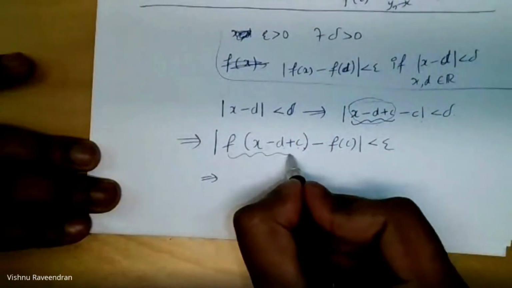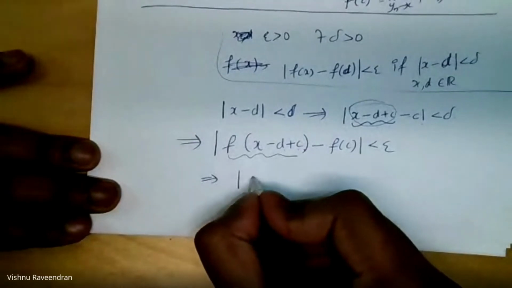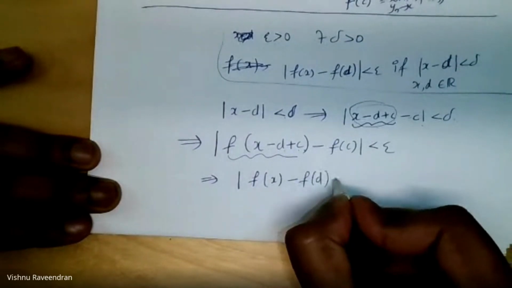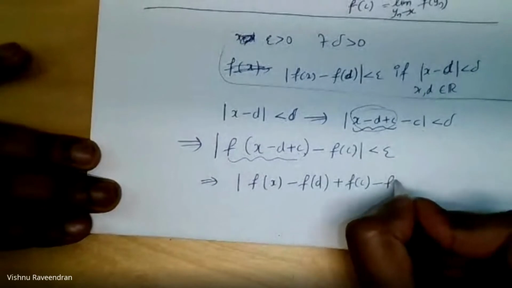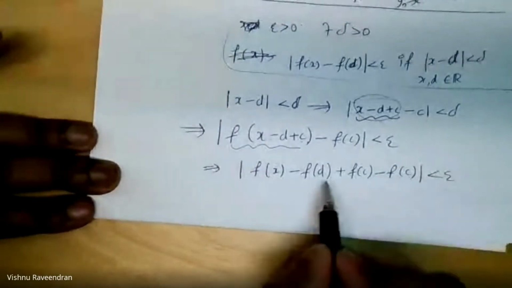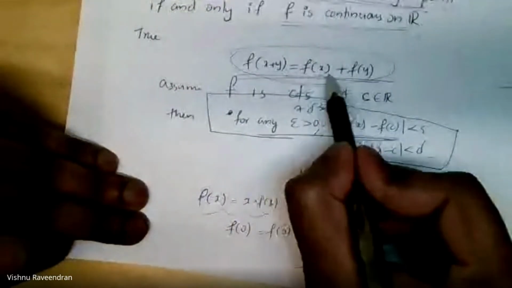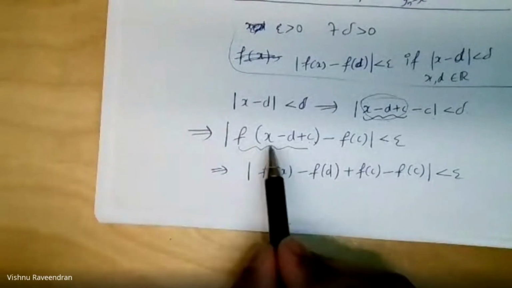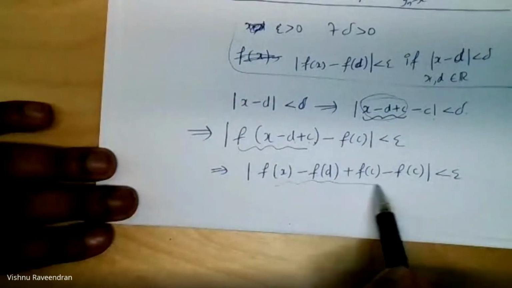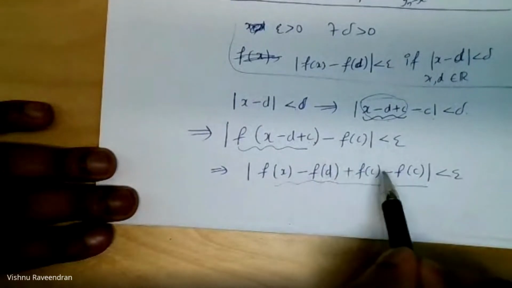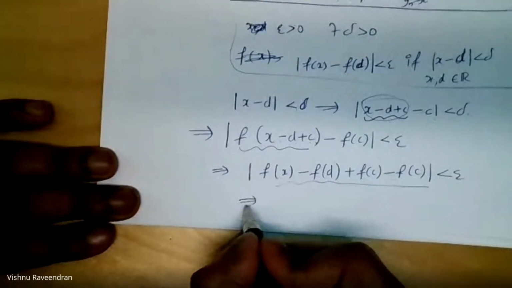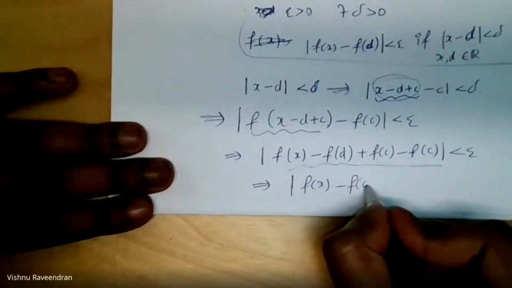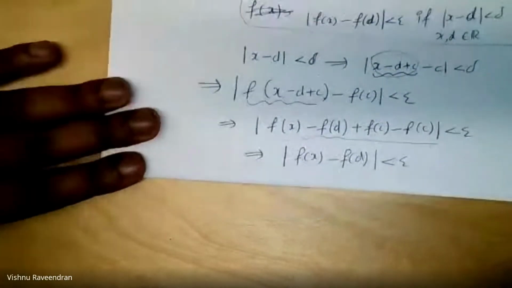Now you can use the property of f here. So what we have here, |f(x) - f(d) + f(c) - f(c)| < epsilon. Because from this property, f(x + y) we can write as f(x) + f(y). So f(x - d + c) we can write like this. Now you just simplify because f(c) - f(c) cancels here. So this will give |f(x) - f(d)| < epsilon.